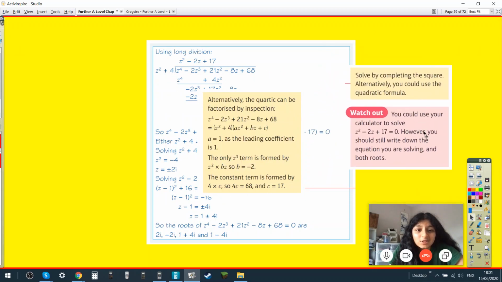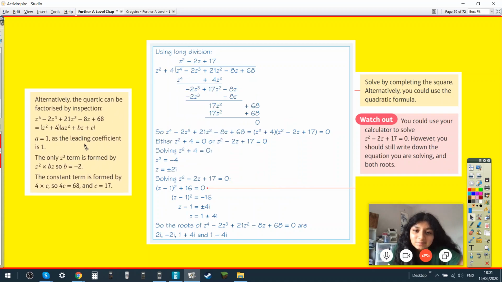So they did long division. I told you it was long division. Yeah, but okay, so they did long division. They got 0. That's called factor theorem. There we go. Z equals plus or minus 2i. That's not what factor theorem is.